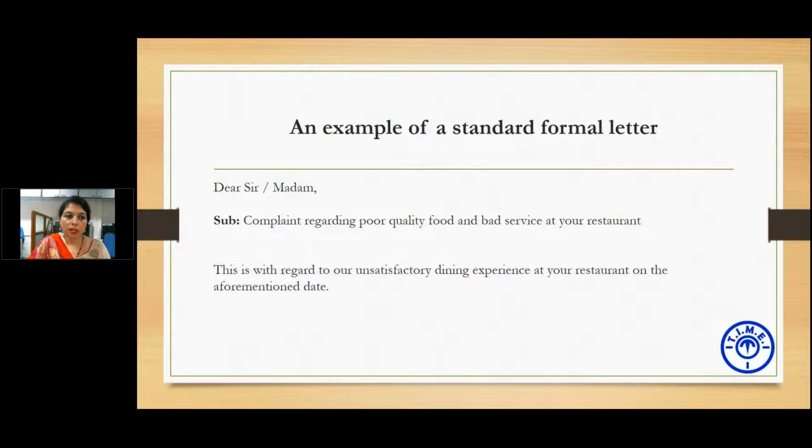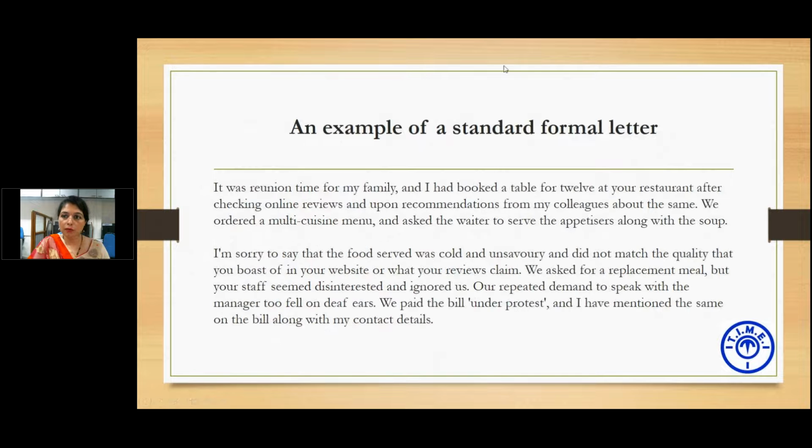It was reunion time for my family and I had booked a table for 12 at your restaurant. After checking online reviews and upon recommendations from my colleague about the same, we ordered a multi-cuisine menu and asked the waiter to serve the appetizers along with the soup. So this is you giving him some background information. Otherwise, going right away into the nature of the complaint would not be possible, and the person who's receiving the complaint would not be able to get an idea. So this short a paragraph is necessary.